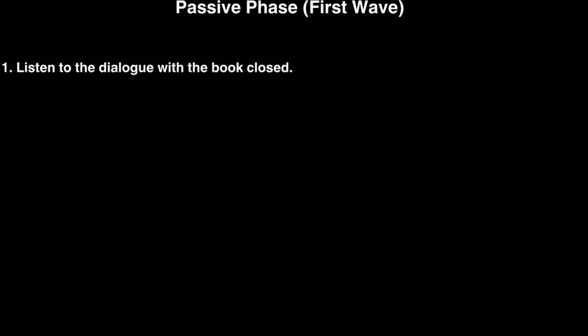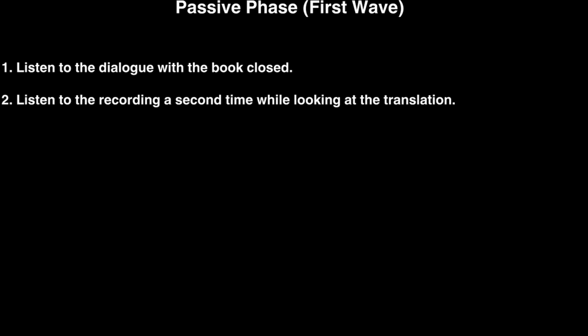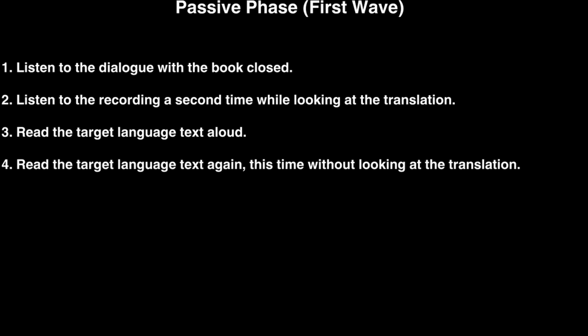So firstly we're going to go over the passive phase. The first step is to listen to the text with the book closed. It doesn't matter if you don't understand what's being said. It's simply for you to gain an impression of the sounds without being influenced by the spelling of the words. The second step is to listen to the recording a second time while looking at the translation. The third step is to read the target language text aloud. Step 4 is to read the target language text again, this time without looking at the translation.